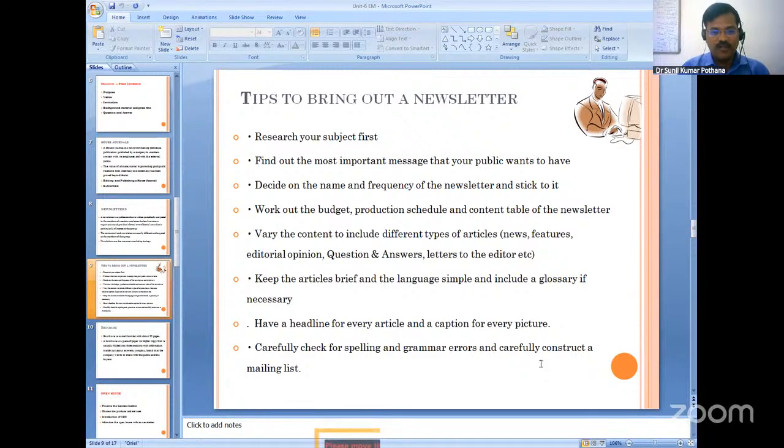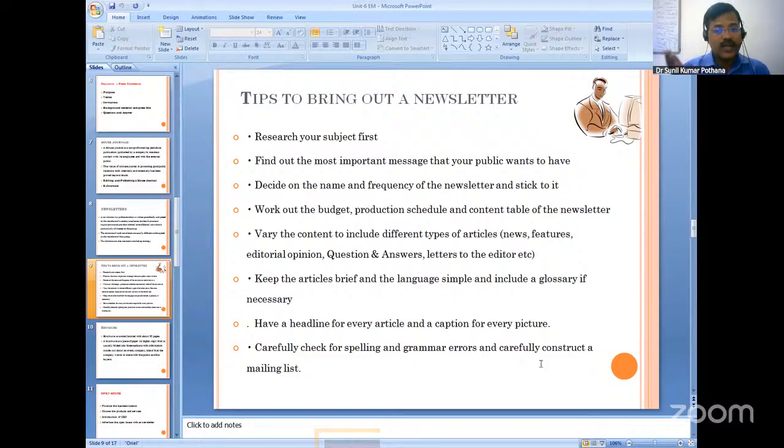And in general, as we have discussed for all other writings, have a headline for every article and a caption for every picture. Carefully check for spelling and grammar errors and carefully construct a mailing list.